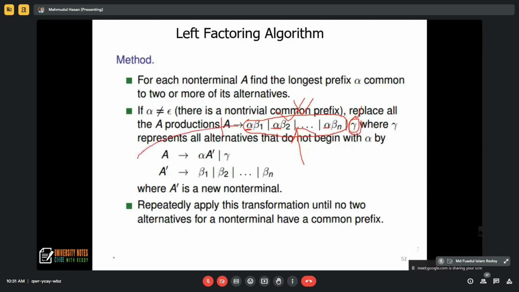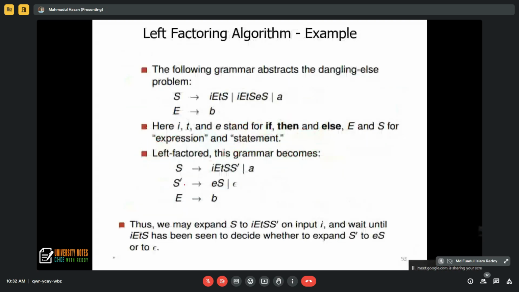So look at this. A goes to alpha A dash and gamma as usual, just the same, and then A dash goes to beta 1, beta 2, dot dot beta n. If you replace this production rule with those production rules, then the left factoring problem is solved. Okay, let's take an example.